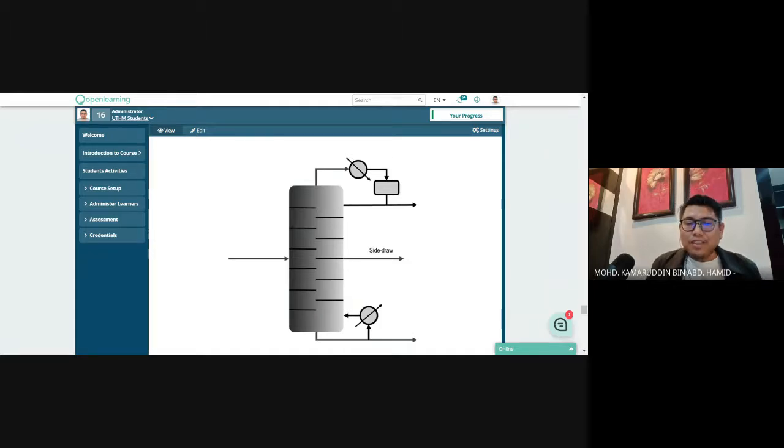Okay, jawapan dia adalah: this kind of column, when you have a distillation column with a minimum of one side draw, we call it refinery. Ya? Jika itu dia jawapan dia.